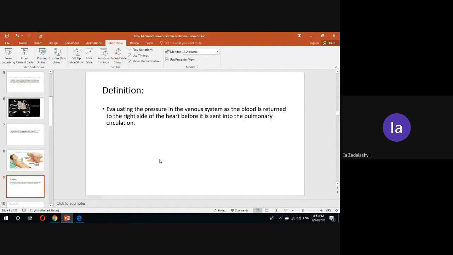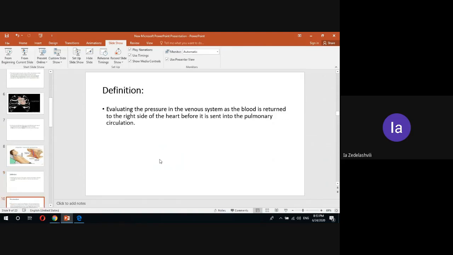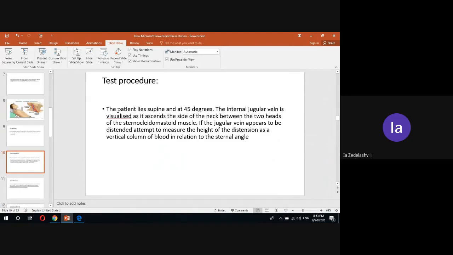Okay, then the test procedure. The patient lies supine and at 45 degrees, and we understand why. Yeah, the internal jugular vein is visualized as it ascends the side of the neck between the two heads of the sternocleidomastoid muscle. If the jugular vein appears to be distended, attempt to measure the height of the distension as a vertical column of blood in relation to the sternal angle.